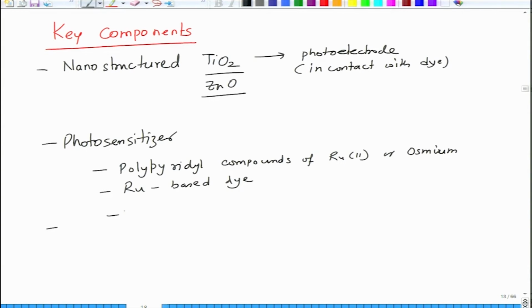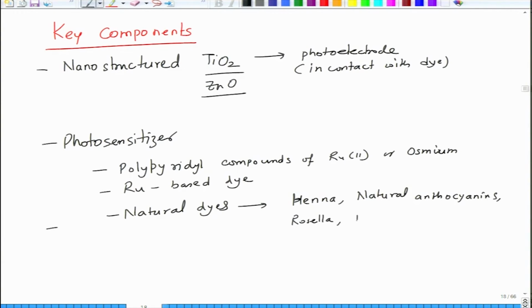You can also use natural dyes. If you just want to demonstrate a solar cell in the lab to children, let us say school children, then we can use henna, for example. Henna is a dye that we know, mehendi as we call it, and then we have natural anthocyanins. Rosella is another natural dye, and then we have black rice, that is also natural. So these dyes can also be used for demonstration of solar cells.